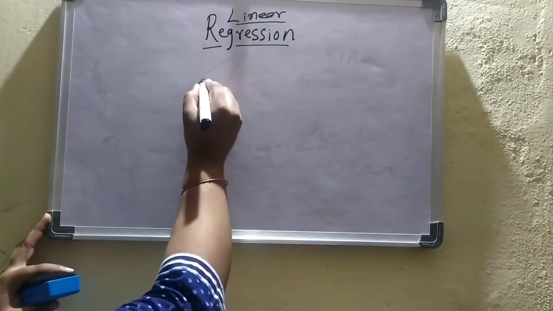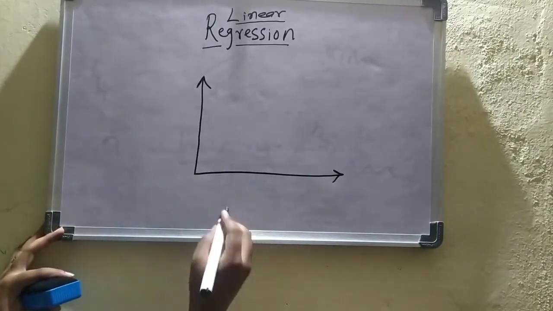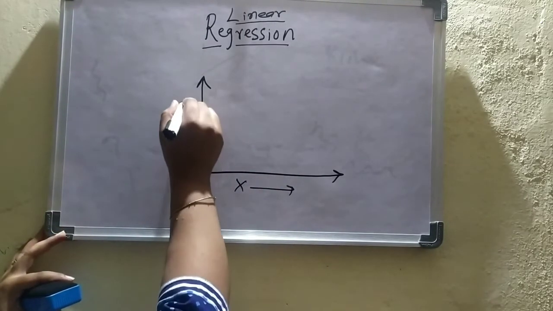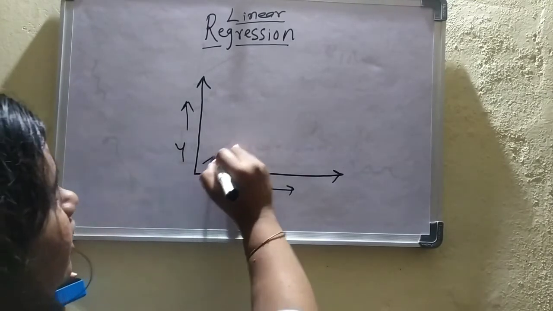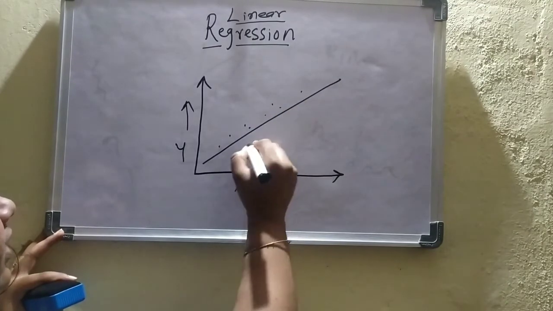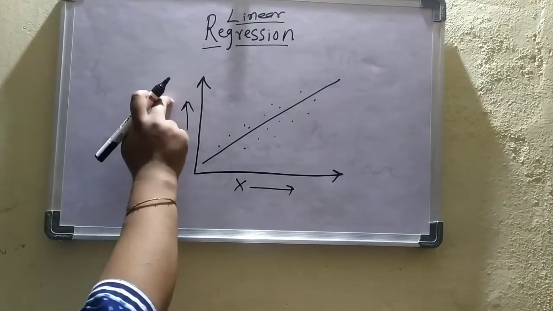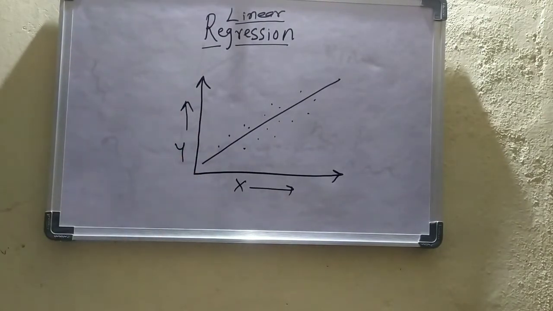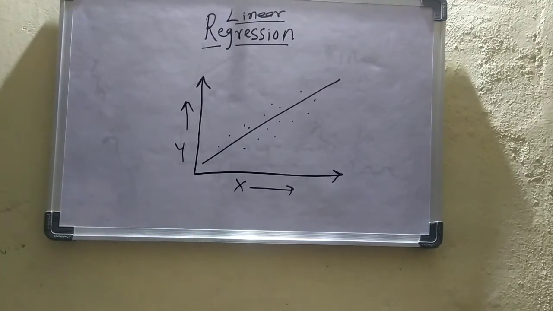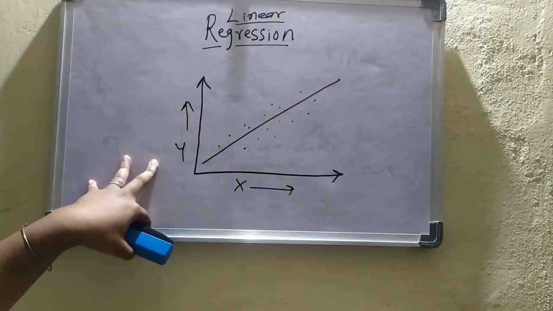Whenever we have a linear relationship among the variables, we use linear regression. Here, x is one of the variables and y is one of the variables. If they have a plot like this, then we can call it linear regression, where an increase in x is also causing an increase in y. Such a relationship is called linear regression or a linear relationship. Here x is the independent variable and y is the dependent variable.